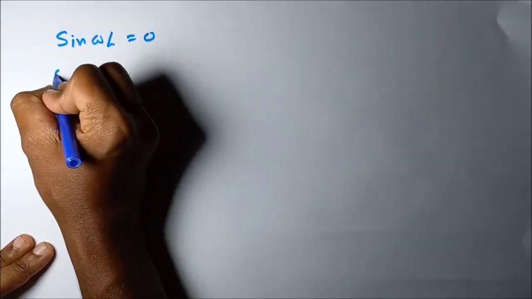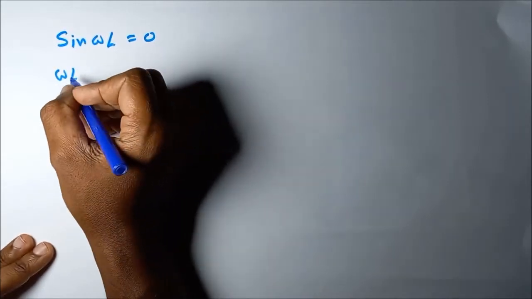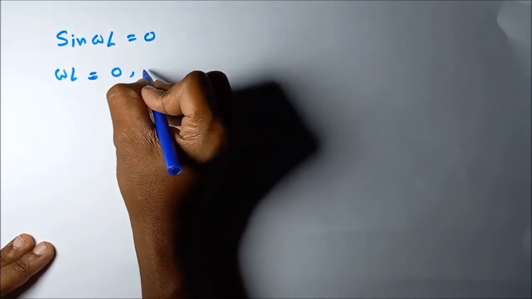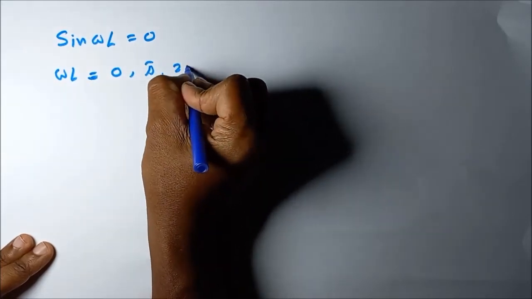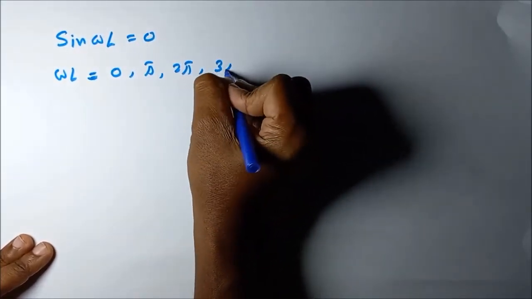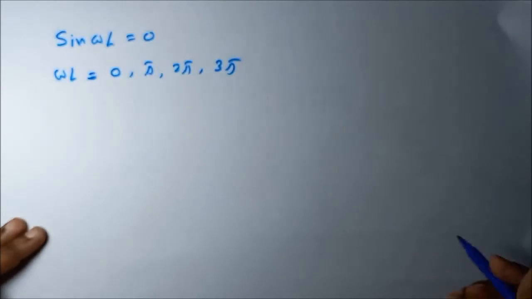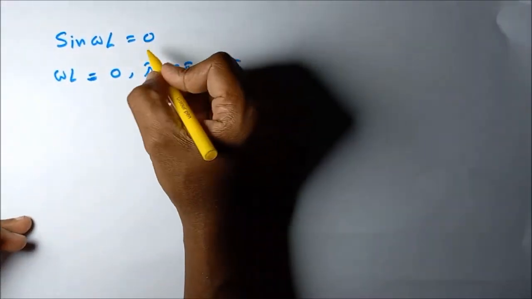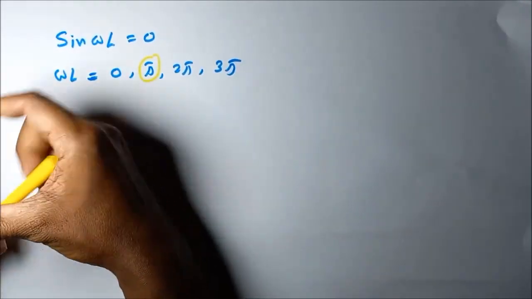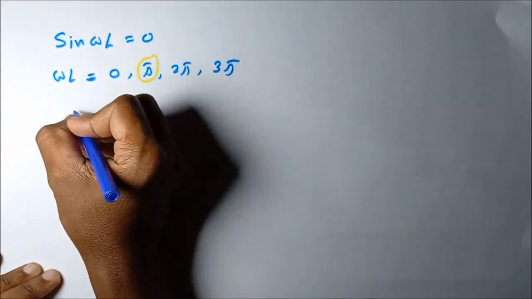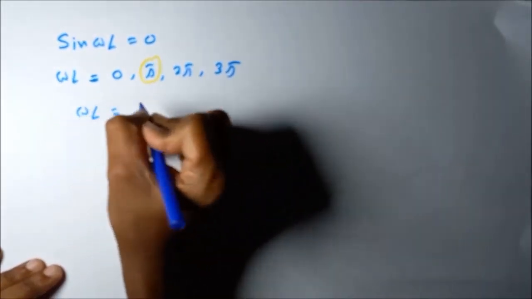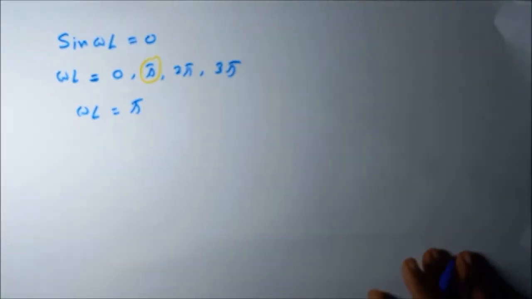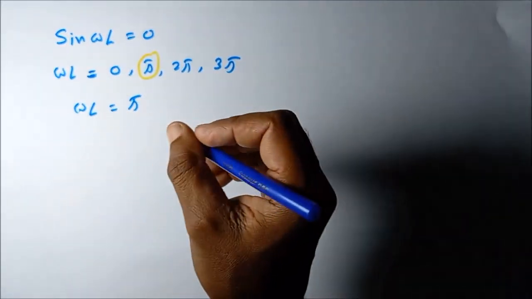So what is the omega L value? What are the possible solutions for omega L? That may be equal to 0, pi, 2 pi or 3 pi. I'm going to take this first non-zero value, pi. That means omega L is equal to pi, one of the possible solutions for omega L.